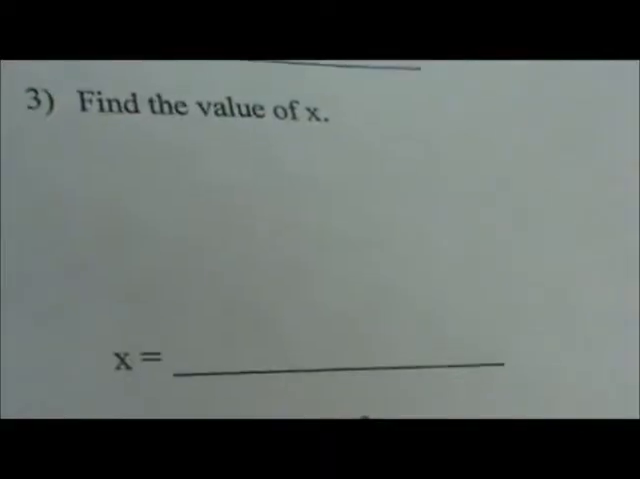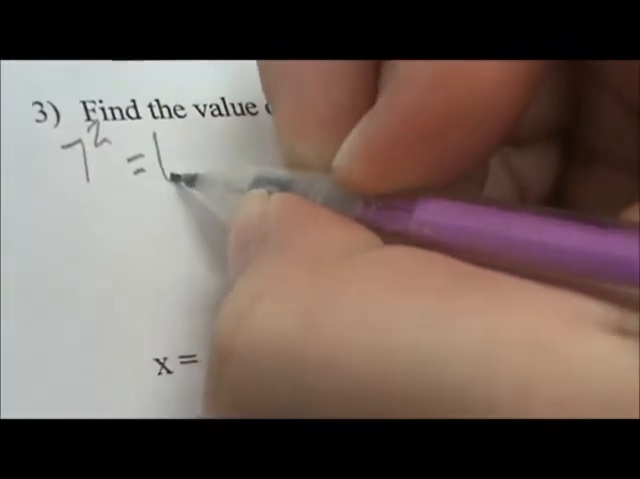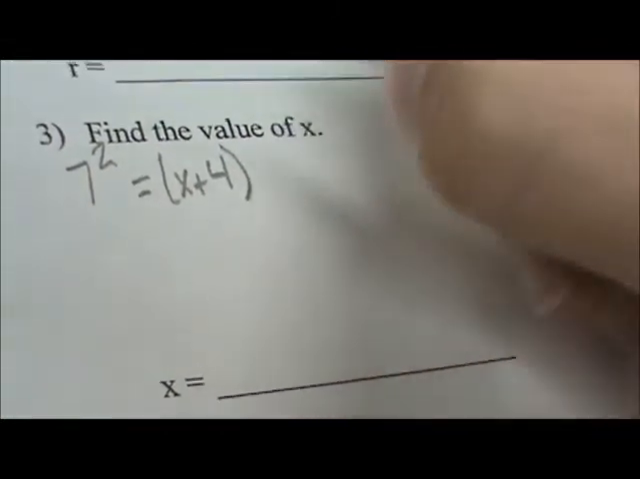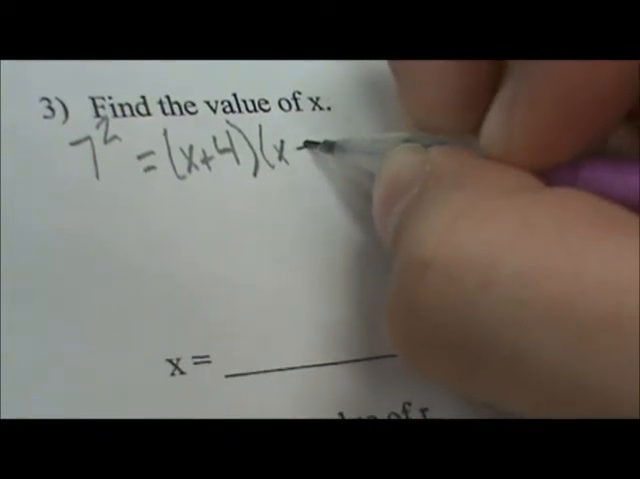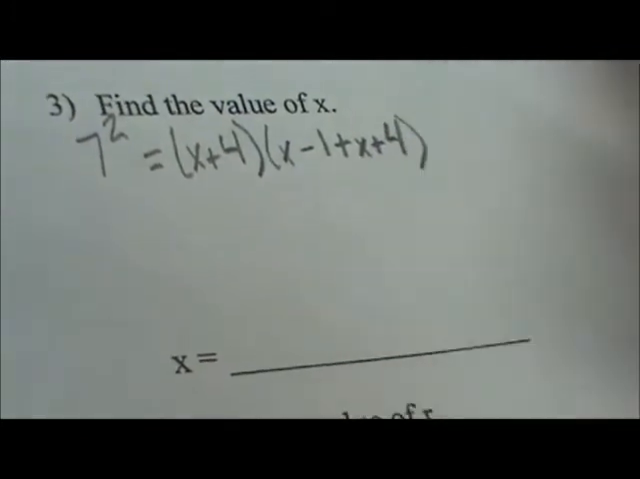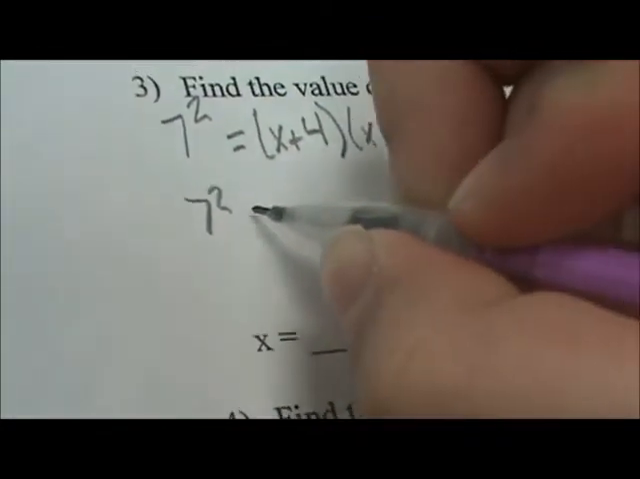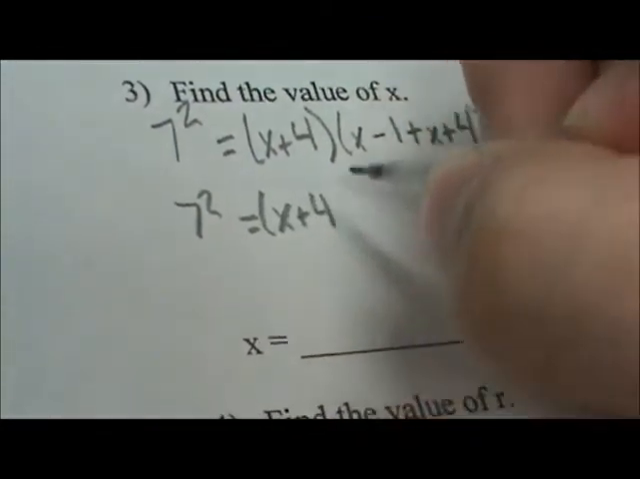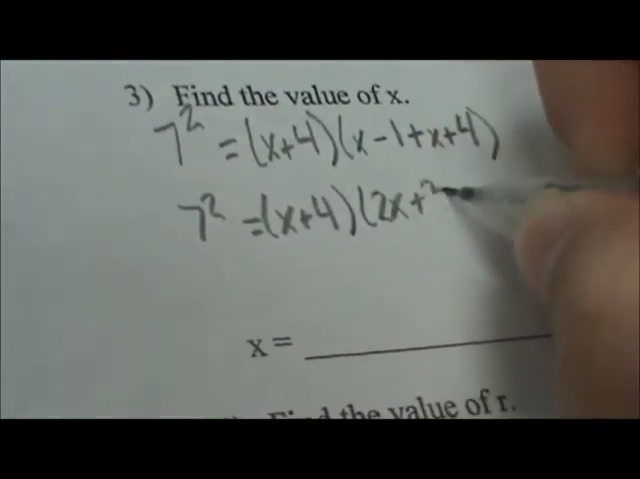Okay, now we are going on to problem 3. In this one, you were trying to find x. So you can say 7 squared is equal to (x plus 4) times (x minus 1 plus x plus 4). So then you need to distribute. Sorry, you're supposed to simplify the parentheses first. So you'll get 2x plus 3.